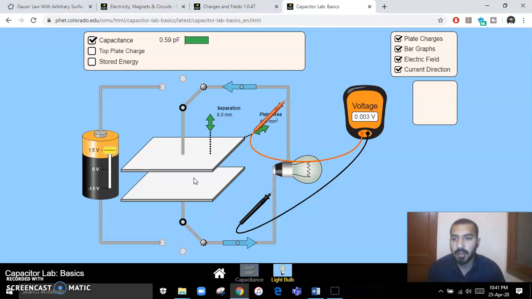So the capacitor lab is also completed. I hope you have understood both of the lectures completely.